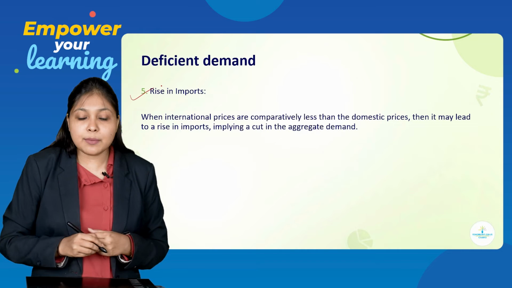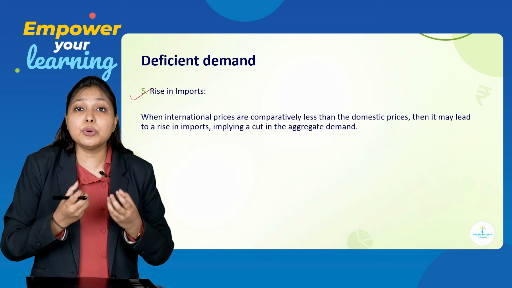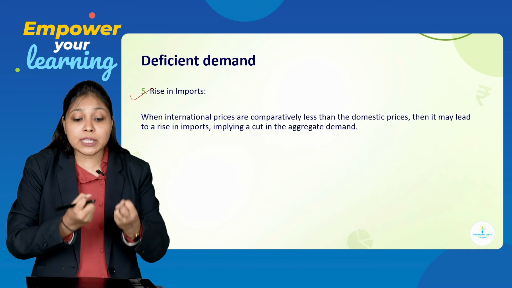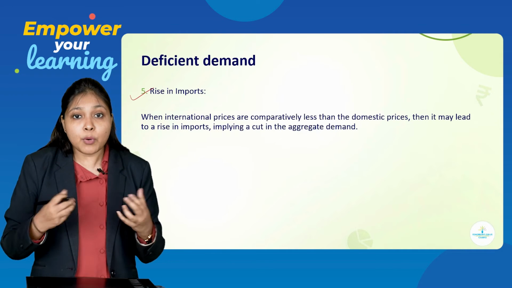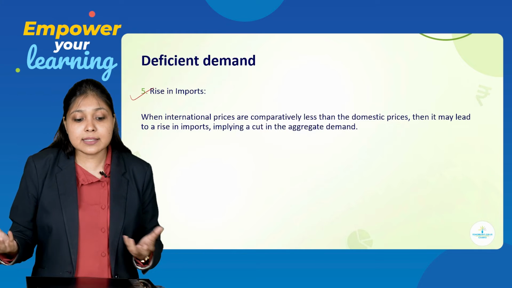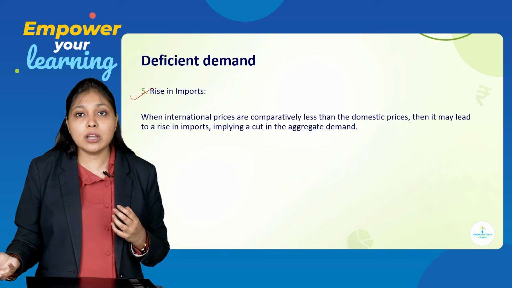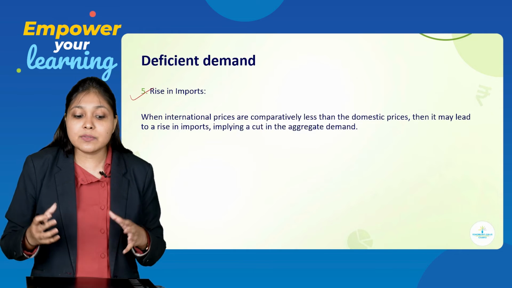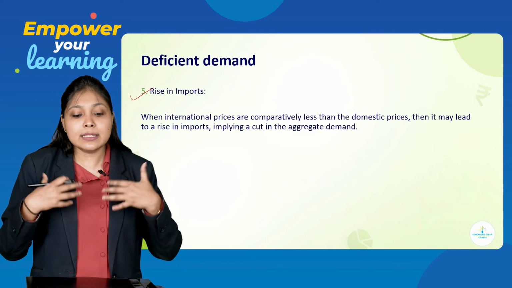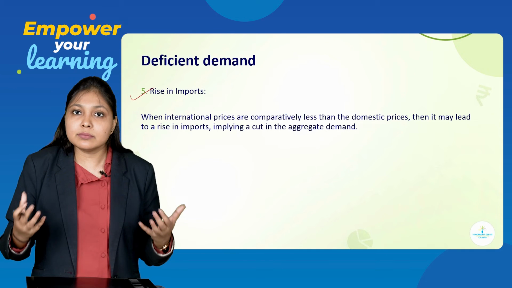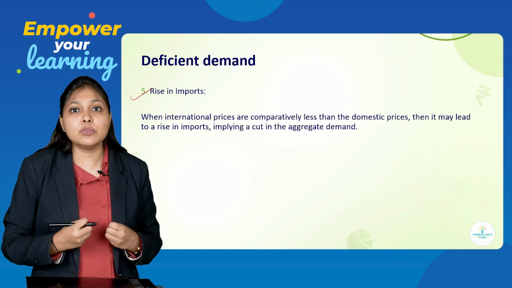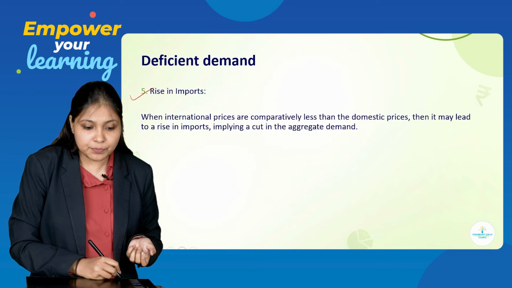Next is rise in imports. We are bringing more goods from other countries. We are importing goods from other countries. Possible reason for it is that the international prices are less in comparison to the domestic prices. So that is why there is increase in imports. Increase in imports means what? Aggregate demand for domestic goods is reduced.